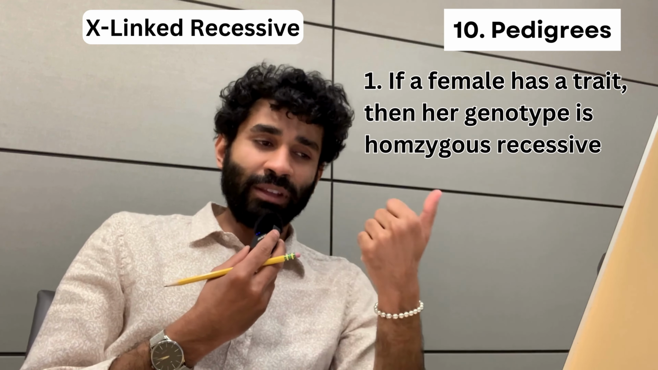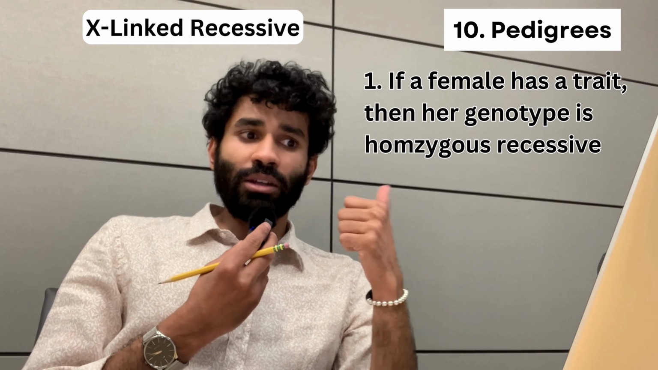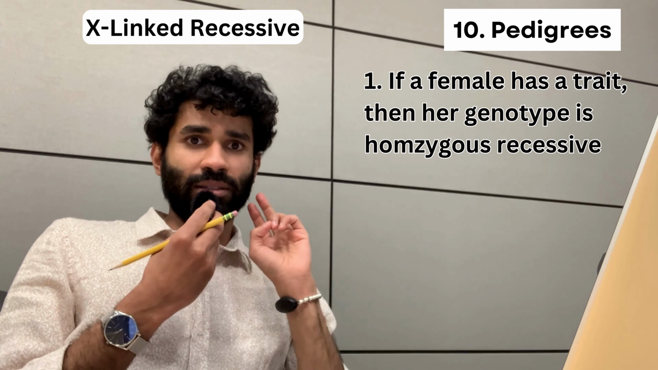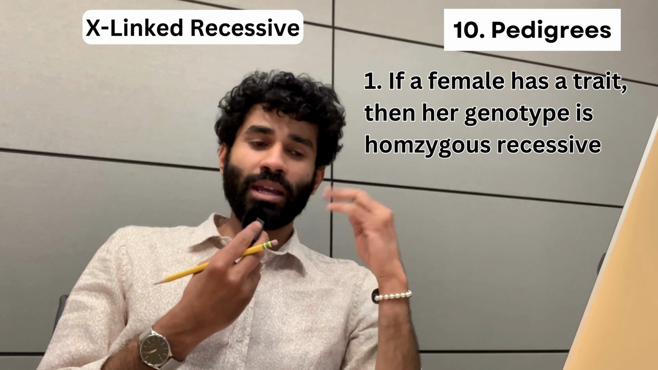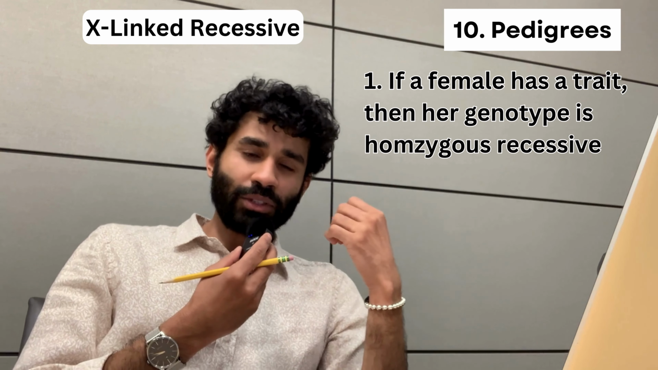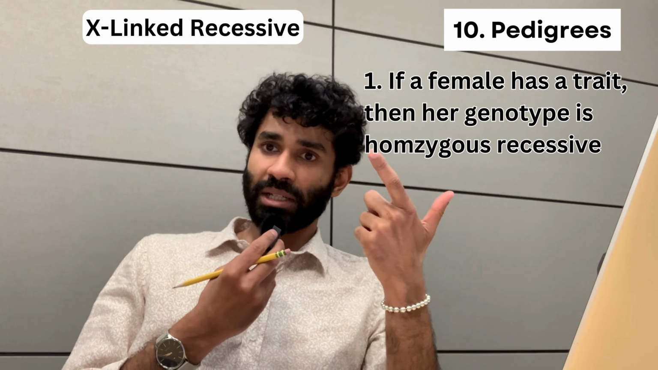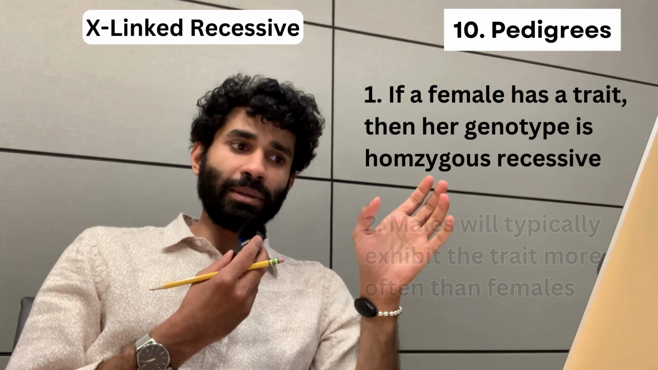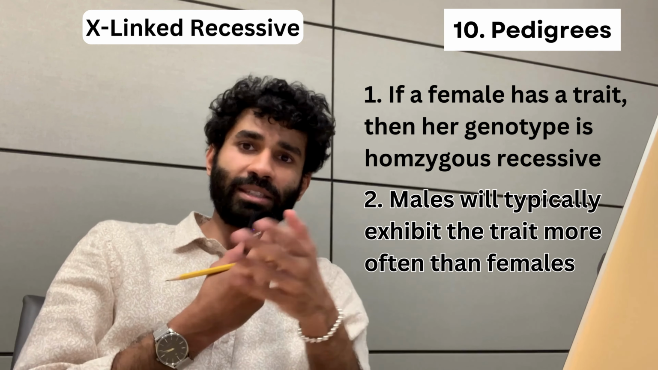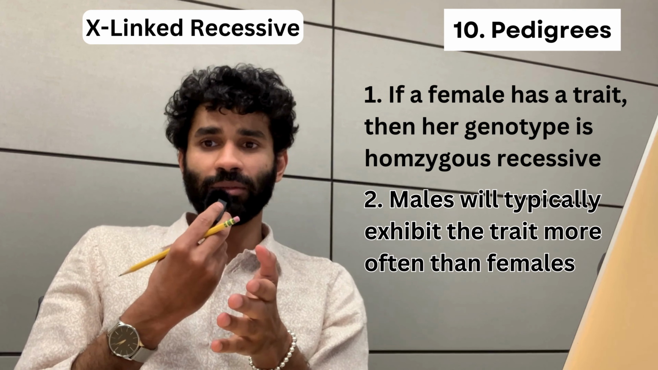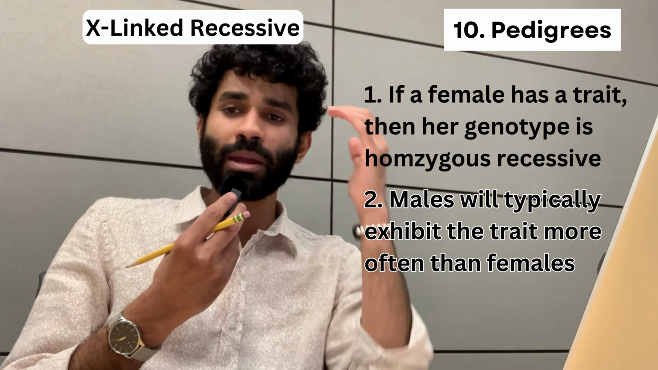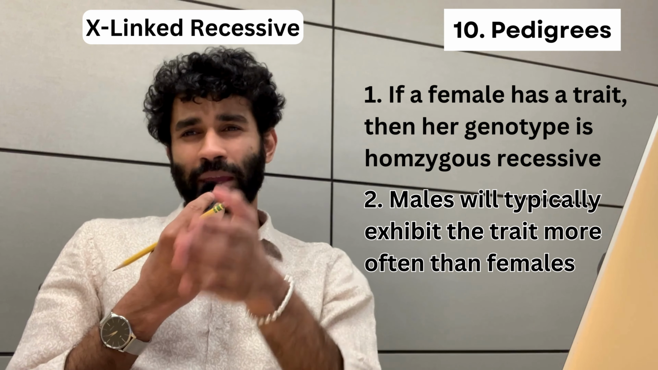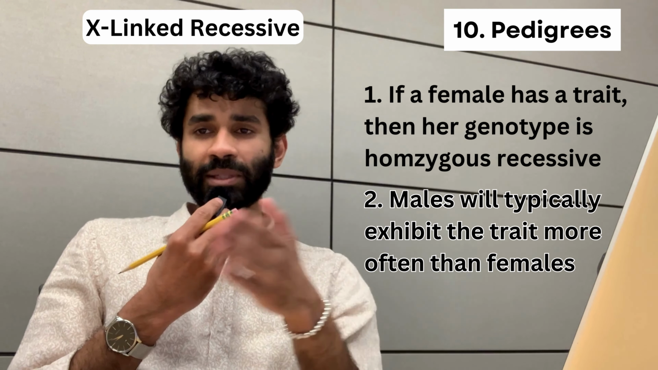Number 1, if a female has the trait, then you know she's homozygous recessive, and that she needs to have 2 of those recessive allele copies to exhibit that phenotype. So if you see a female that has a trait, then you know her genotype. She's homozygous recessive. Okay. Males will typically exhibit the trait more often, and that's simply because all they need is 1 copy of that recessive allele, and then they exhibit the phenotype. And that's why you'll see it more frequently in males and less frequently in females, because females would need 2 copies.